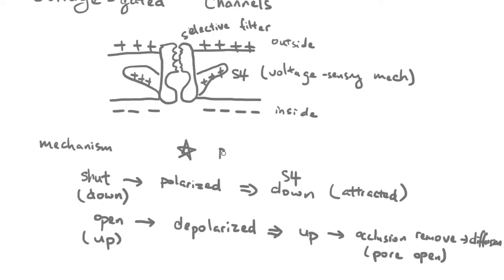One of the most confusing things is to understand that the channel is closed because of the polarized membrane. So what that means is that at resting membrane potential, the gated channels are closed. It is a polarized membrane potential that keeps the channel closed. Remember that.